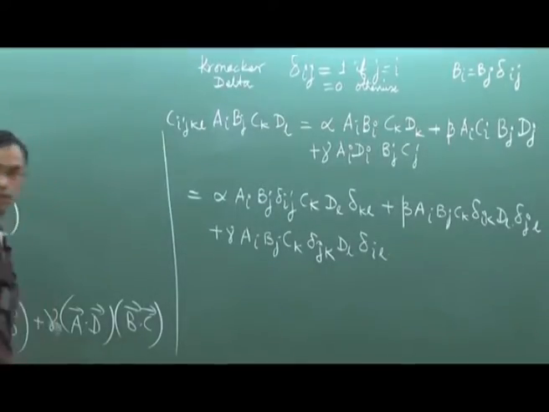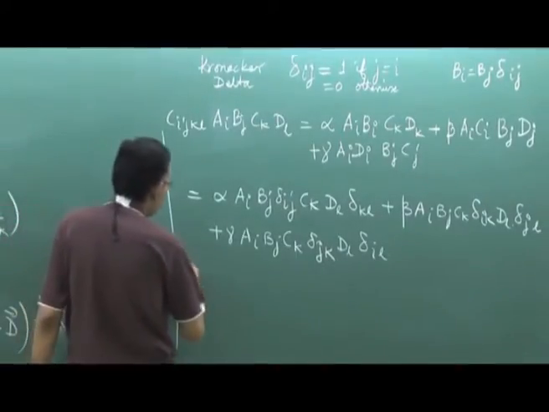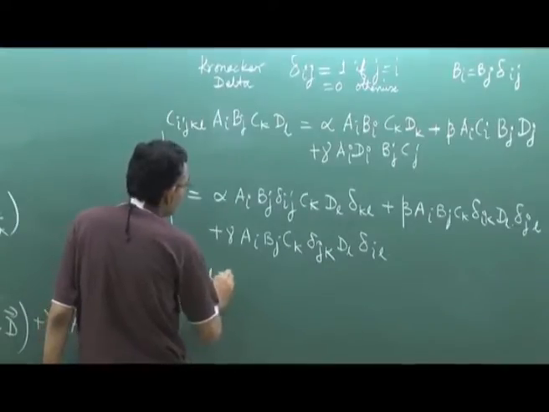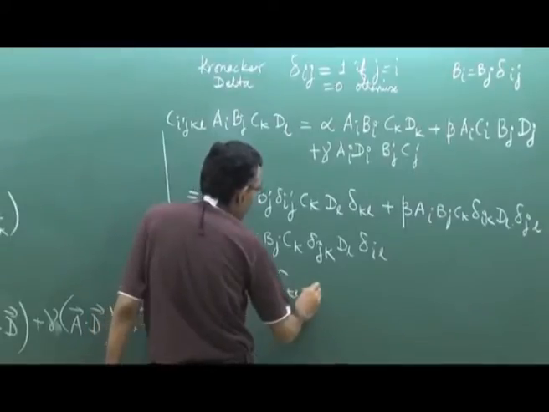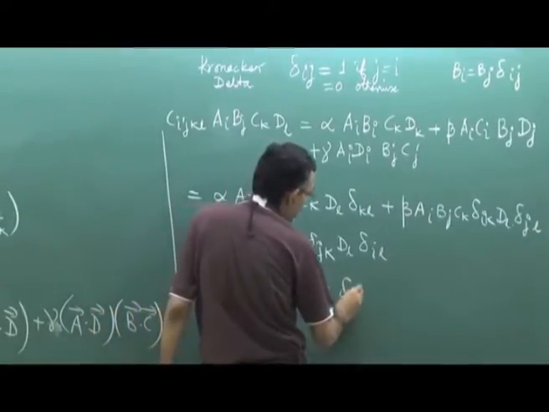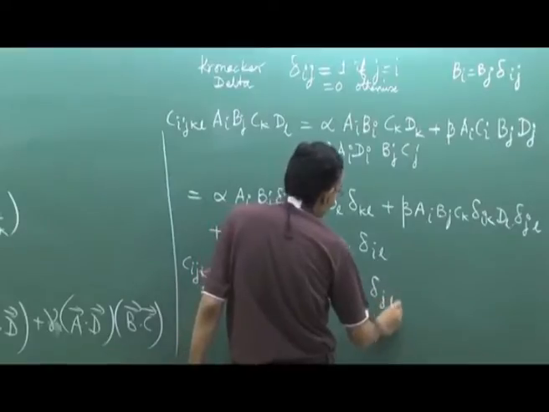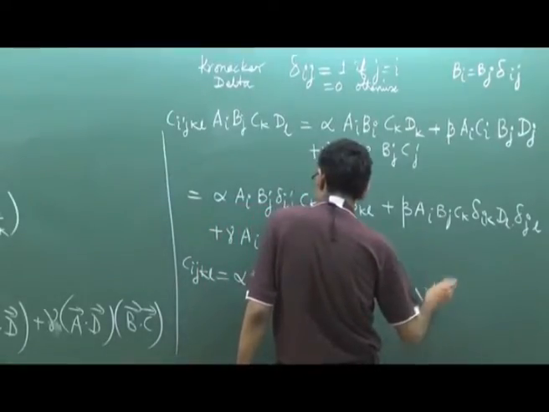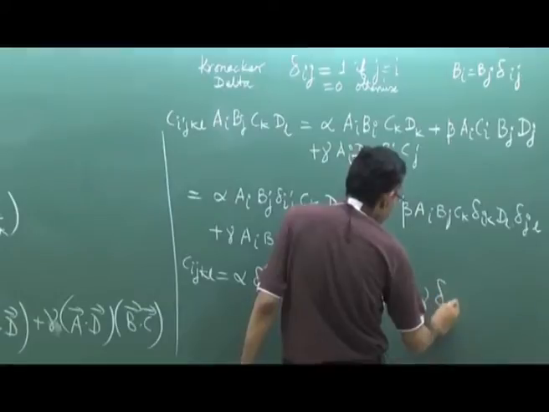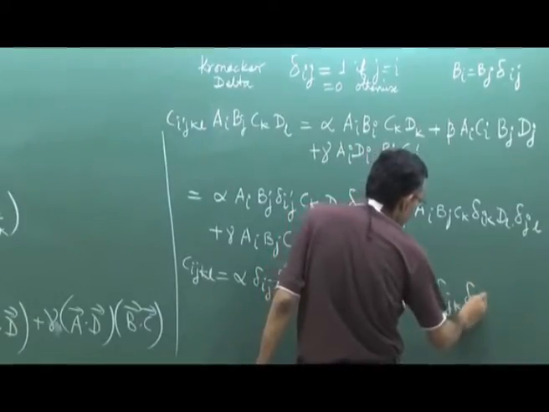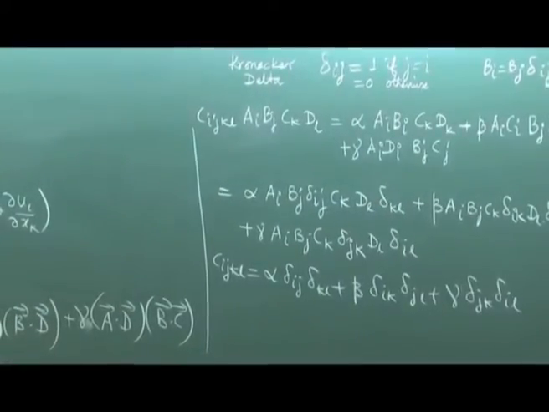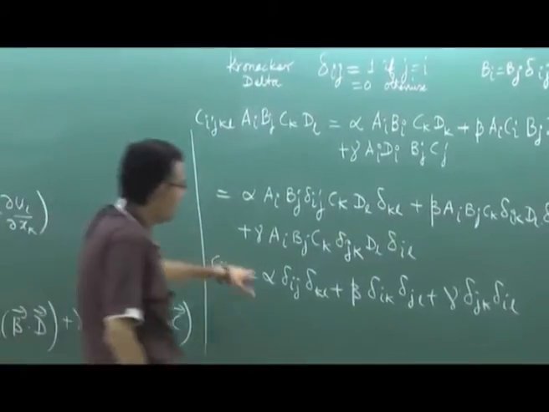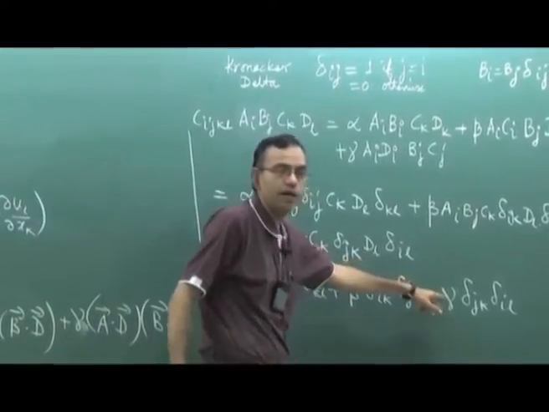So from here what we can write? We can write C_ijkl is equal to alpha delta_ij delta_kl plus beta delta_ik delta_jl plus gamma delta_jk delta_il. Now how many properties have come? Magically from 81 properties you are having 3 properties, alpha, beta and gamma.